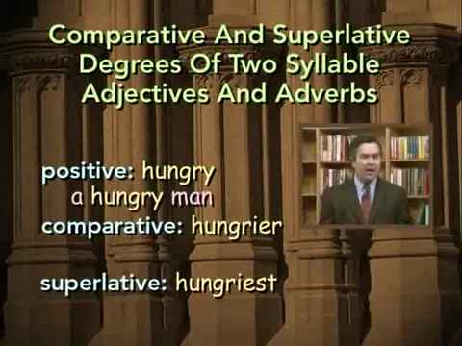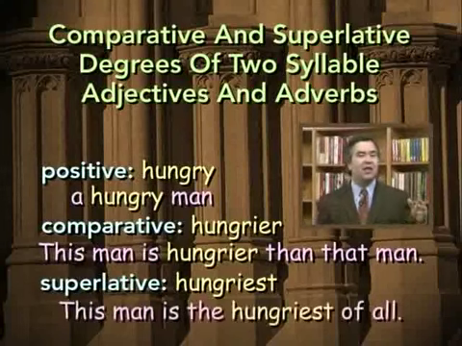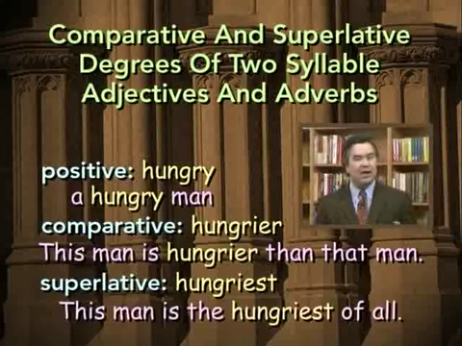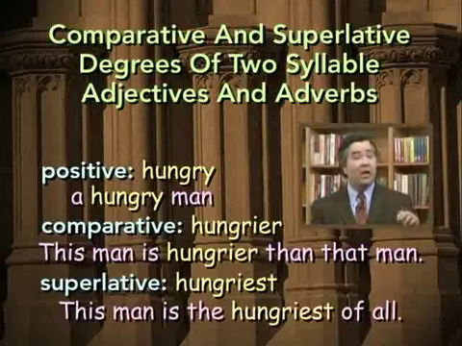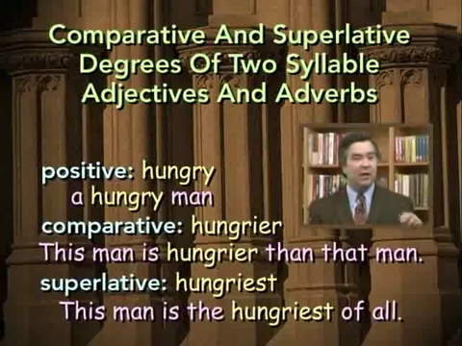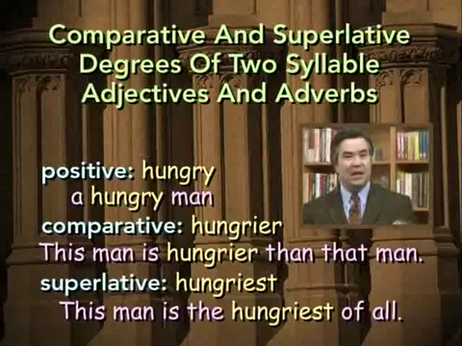A hungry man, this man is hungrier than that man. This man is the hungriest of all. I think that sounds fine. So here we have a 2-syllable adjective where the comparative and superlative degrees can be formed by adding er and est to the same word.